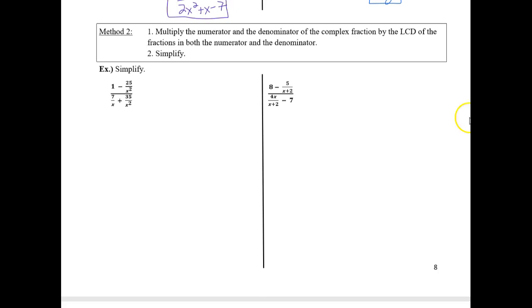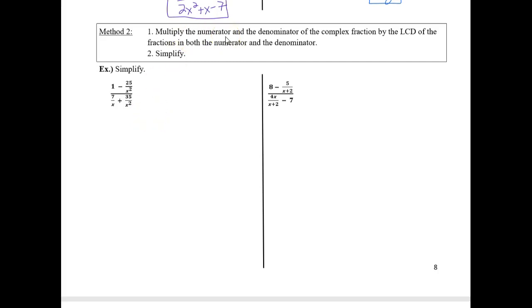In this video, instead of getting a single fraction in the numerator and a single fraction in the denominator, what we do is we look at the denominators of all of the fractions and find the LCD of all of them at one time. Then multiply the fractions in the numerator and the fractions in the denominator by the LCD, clearing all the fractions at one time.